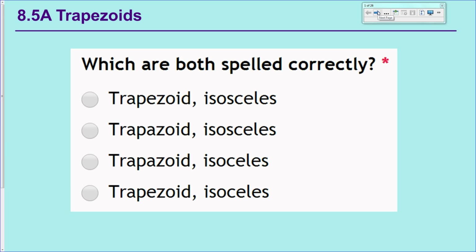Today we're going to talk about section 8.5. We're on day one. We're going to talk about trapezoids. This section is about trapezoids and kites. We're going to divide it up into 2 days, one day talking about trapezoids, one day talking about kites. On the screen, you'll see your exit question at the end of this lesson.